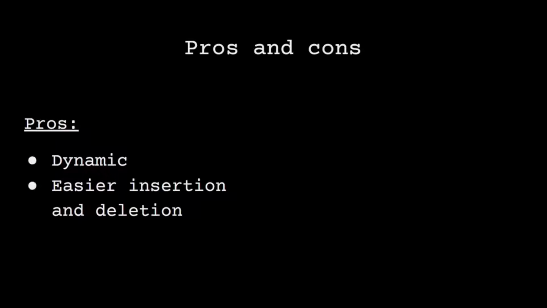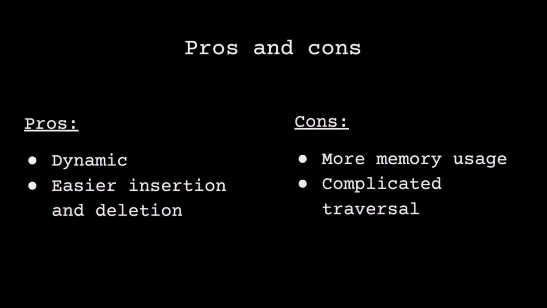The flip side of the coin, which is the cons, they include more memory is wasted as compared to arrays, as you need two fields, one to store the memory address and one to store the actual information or data. Also, traversing elements is complicated, and so elements cannot be accessed randomly, hence increasing the time of operation.